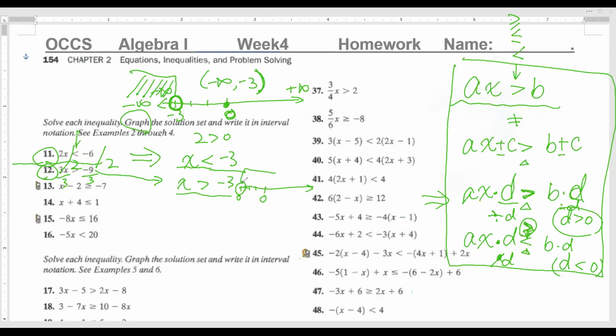Greater than means the right part, positive infinity. So we need to write negative 3 first, right? And parentheses because it's not including, and positive infinity. So the answer is this one. When we do graphing, it is this one, and for the interval notation, it will be like this one, right?